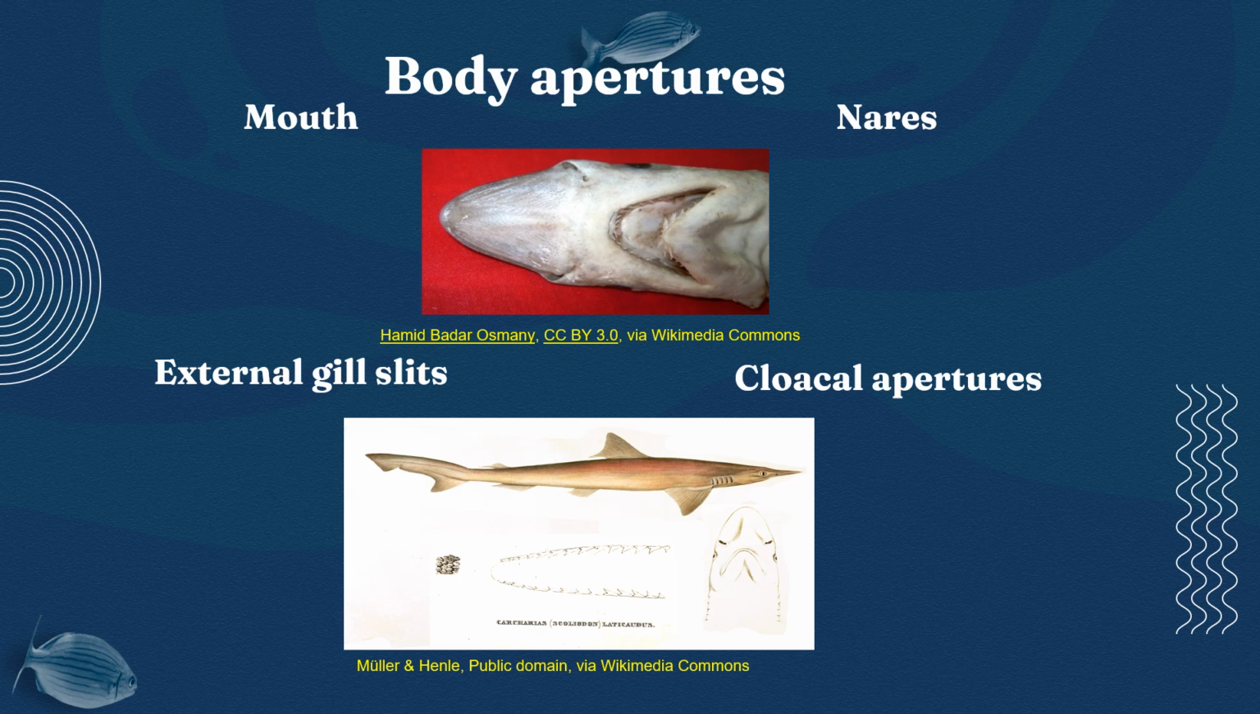The external gill slits, present behind the eyes, are a series of vertical slits, 5 on each side, called branchial or gill clefts. These apertures lead into the gill pouches and thence into the pharynx. These are respiratory in function.